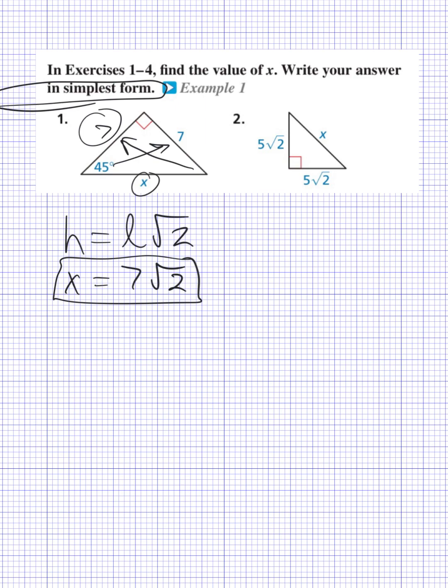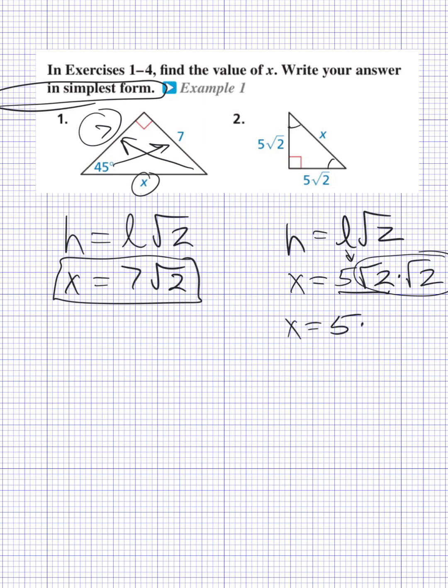Number 2. If you see that your legs are the same, then that means that your angles are the same. It's the base angles theorem, so those are both 45 degrees. All right, so again, we use the exact same formula, and we fill in what we have. The hypotenuse is x, our leg is 5 square root of 2, and we're multiplying that by the square root of 2. And now you see we have doubles. So that would be 5 times 2, which is 10.